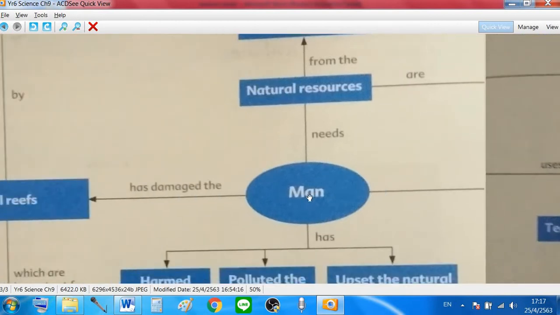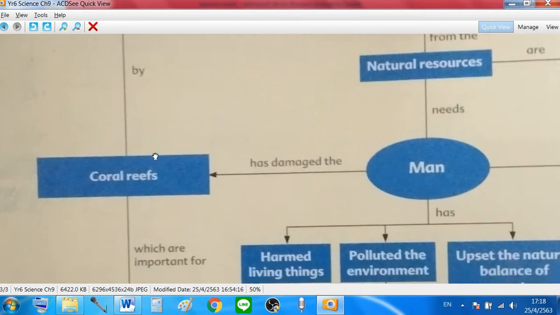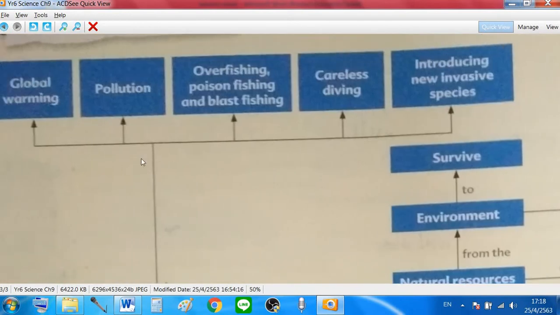If we move to the left now, we have man has damaged the coral reefs. So we talked about the coral reefs in the oceans. And man has damaged coral reefs by global warming. So we talked about global warming. Carbon dioxide is the main greenhouse gas responsible for global warming. And global warming has harmed the coral reefs.